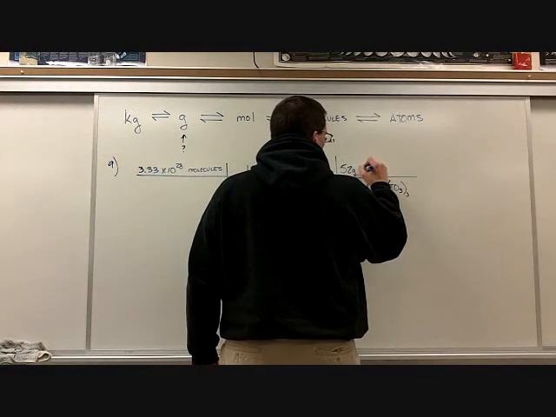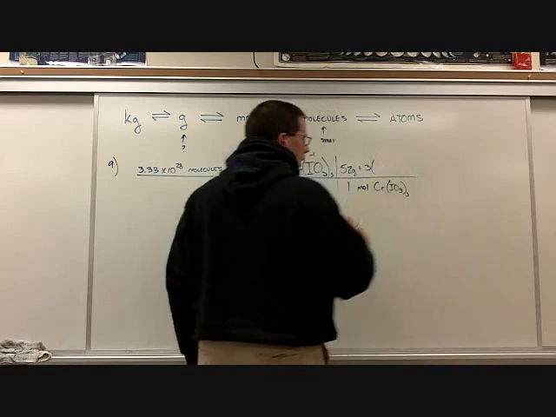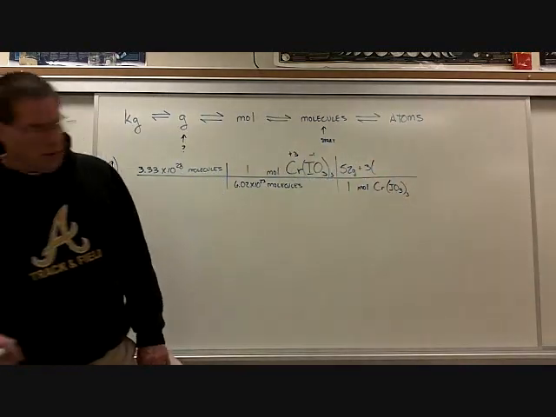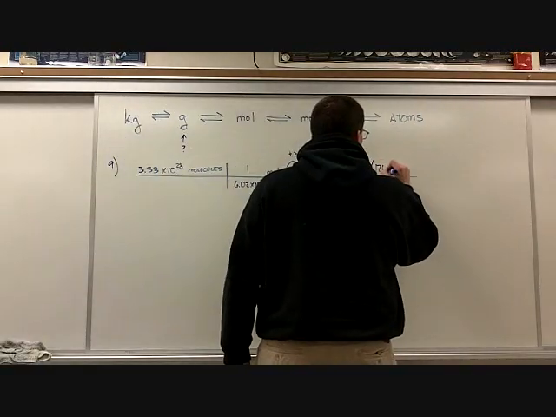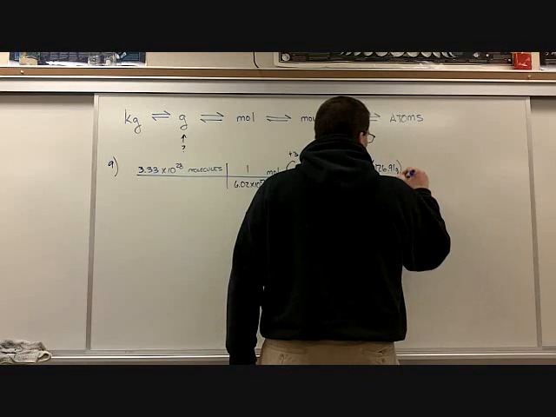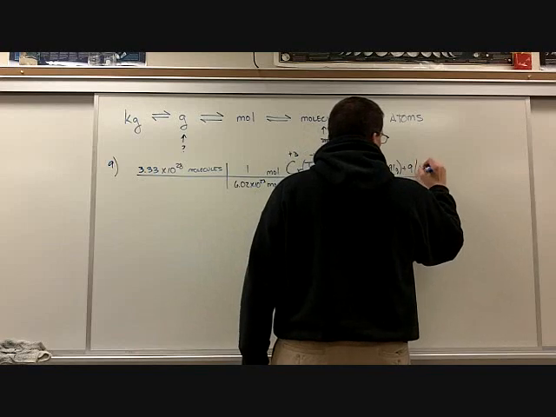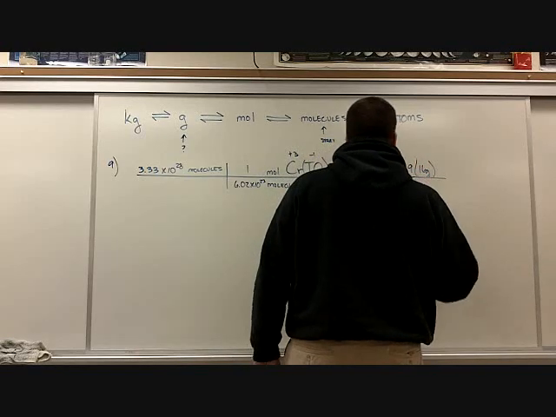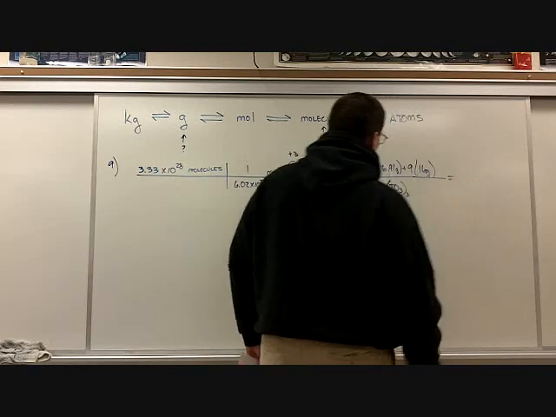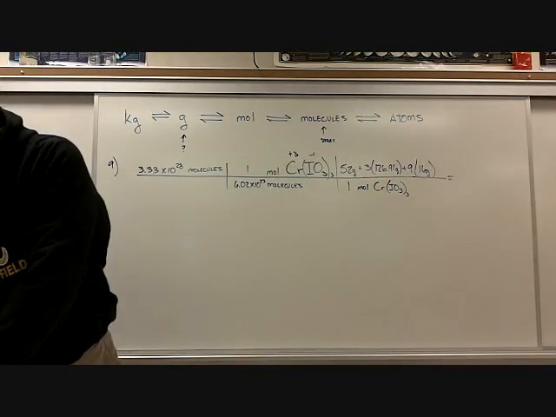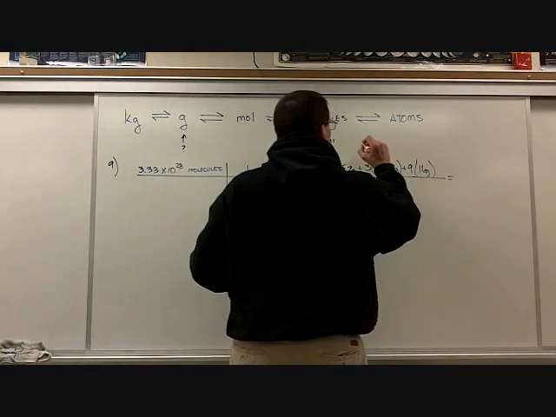We have 1 of those. We have 3 iodines, and iodine's like 126.91 grams. We have 9 oxygen. Okay. And since we're looking for grams, that's good. All right, and I'm going to go ahead and put that molar mass in there. So I get a molar mass of 576.73 grams.